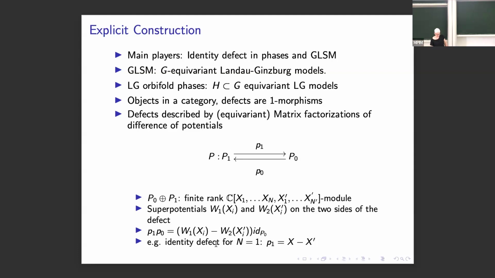And for example, we now need to think about the identity defect, and for a single variable, it just looks like gluing X to its primed partner. And that means that we want to consider P1 equals x minus x prime, and then P0 is just W1 minus W2 divided by this thing.